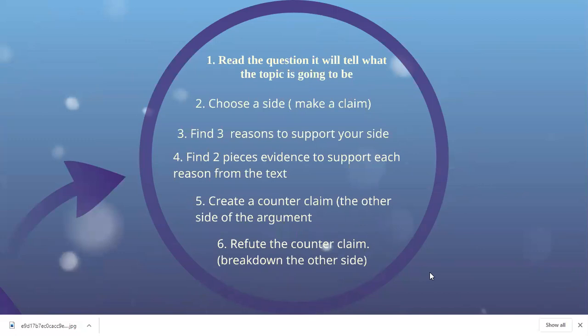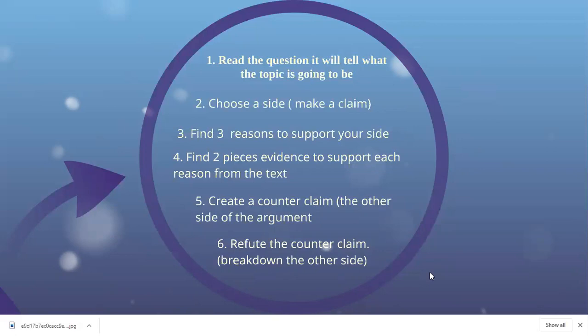So read the question. It will tell you what the topic is going to be. Choose a side. That's called making a claim. You're going to choose a side, whether you're for it or against it. Find 3 reasons in your articles. And as we talked, you want to go through your articles and create a system for yourself. You can either do plus, that's great, minus, that's not. You can circle it, highlight it, or write in the margins or on a scrap piece of paper. Find 2 more pieces of evidence that support each of the reasons from the text.